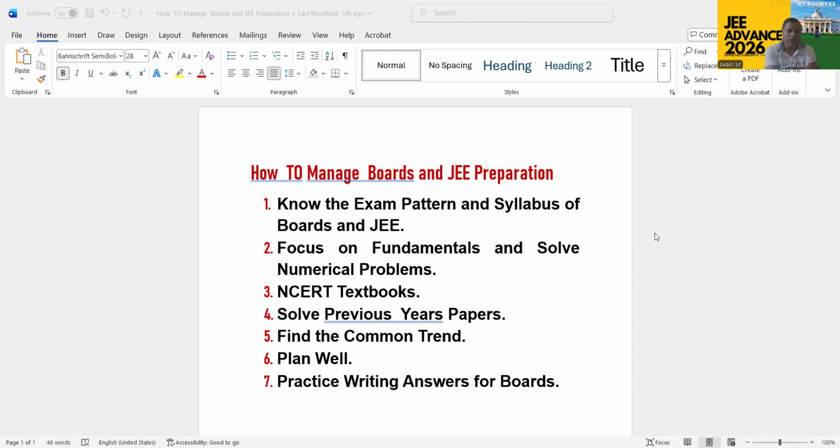Hence, preparing simultaneously for the two exams needs to be done methodically and meritoriously, most importantly. Here is how you can maintain the right balance between the JEE preparation and also the board examinations. First, you should know the exam pattern and the syllabus of the boards and also JEE. Boards and JEE follow different exam patterns nowadays.